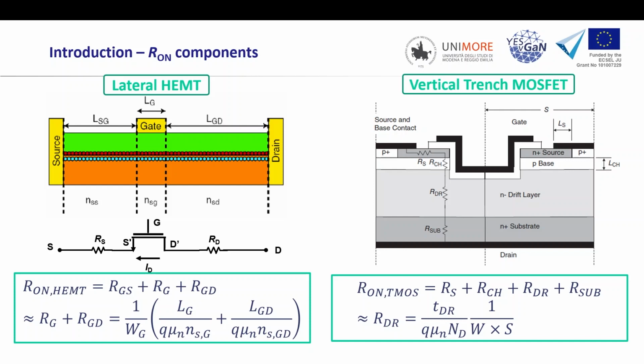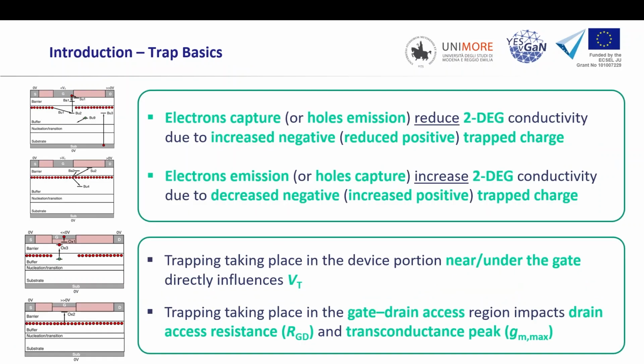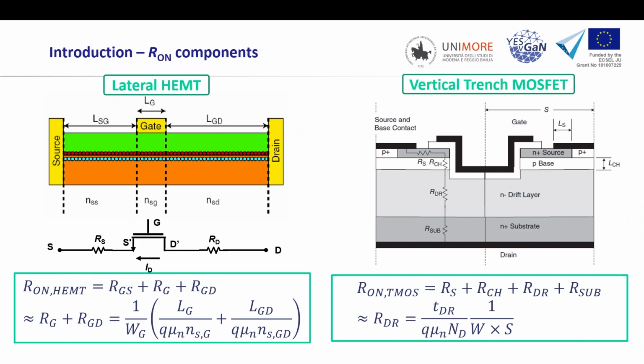Here I mentioned the access resistance. In a lateral device, this access resistance will be the one limiting the R-on, because L_GD is larger than L_G, so to first approximation this is what really determines the R-on. Instead, in a vertical device, this is a trench MOSFET, you can see that the thickest, longest region is the drift layer, so this will be the one affecting R-on more.